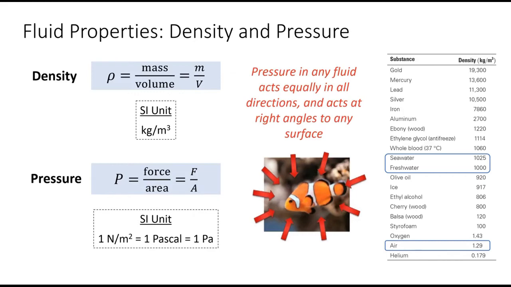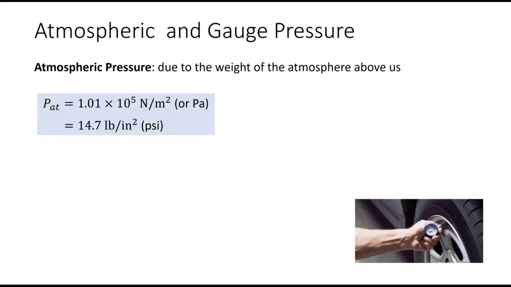So here you can see I have my little Nemo fish, and the pressure acting on little Nemo at each point in space is going to be perpendicular to the surface of him. Okay, all right. And so then atmospheric pressure, I already mentioned atmospheric pressure in pascals. I always remember it as 101.3 kilopascals. In other words, it's 1.01 times 10 to the 5th pascals.